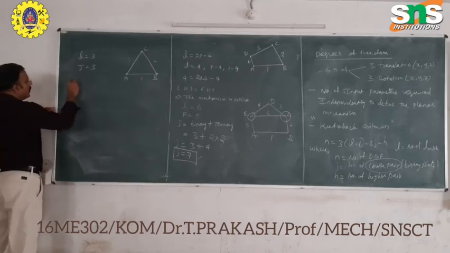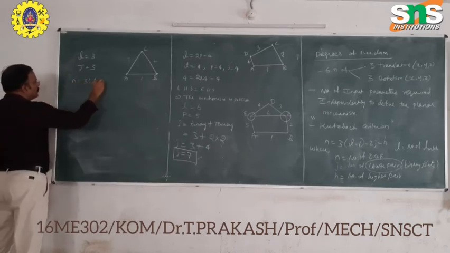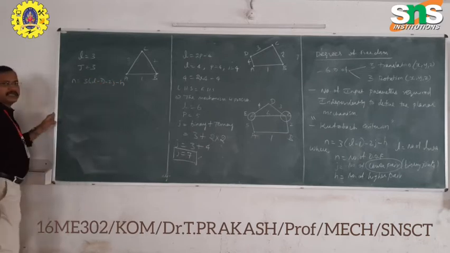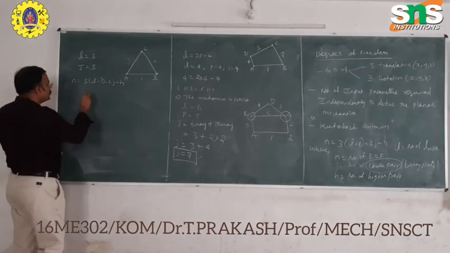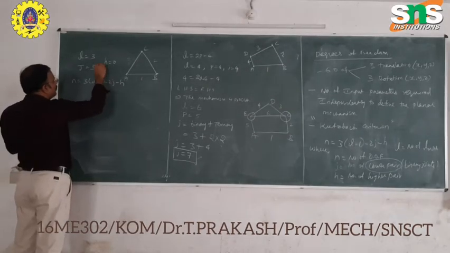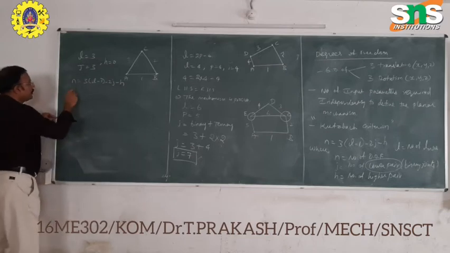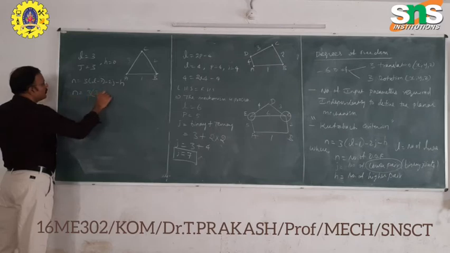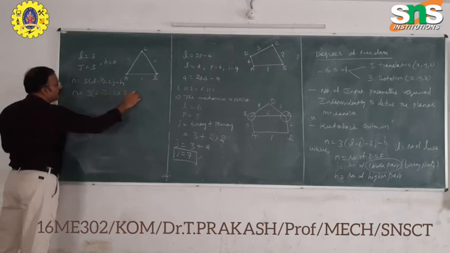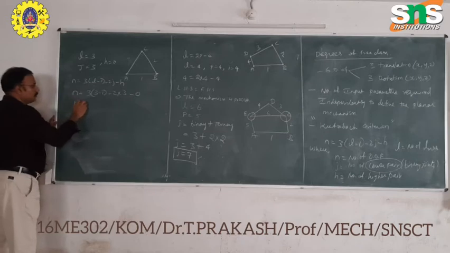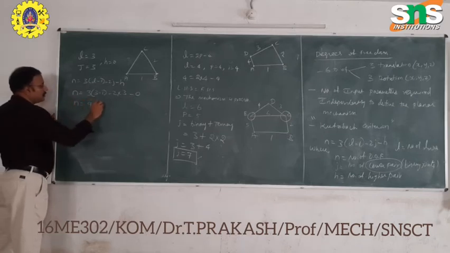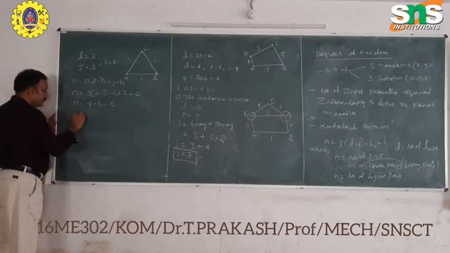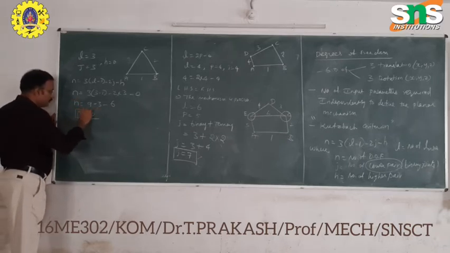Now we use the formula n equal to 3 into (L minus 1) minus 2j minus h. Is h present here? h is nothing but a higher pair, therefore h equal to 0. There is no higher pair. Substitute here to find the degree of freedom: 3 into (L minus 1), 3 into (3 minus 1), minus 2 into 3, minus 0. That is 9 minus 3 minus 6. Therefore, here the degree of freedom n equal to 0.